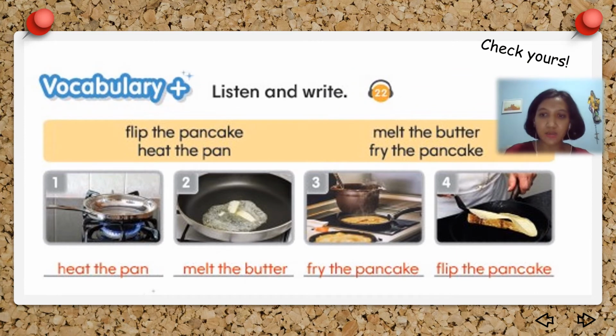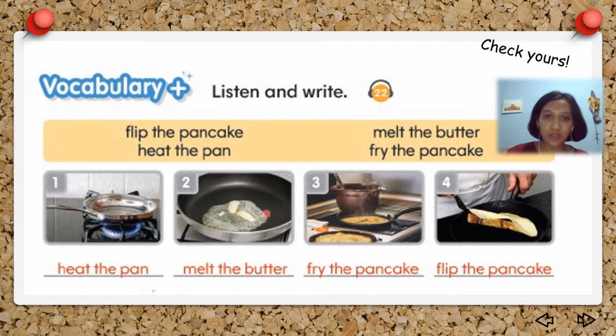Okay, so this will be the answer for the previous recording. You have four more instructions. Can you check yours? The first one, see the picture here, should be heat the pan. Yes, heat the pan, the picture like this.